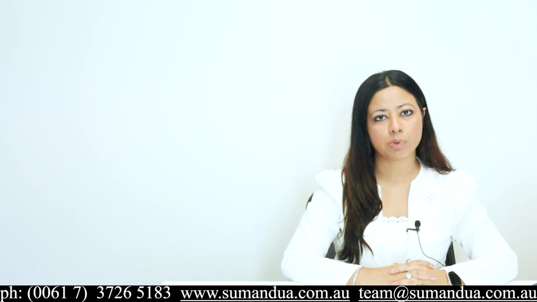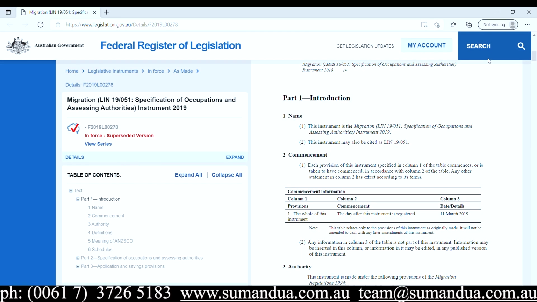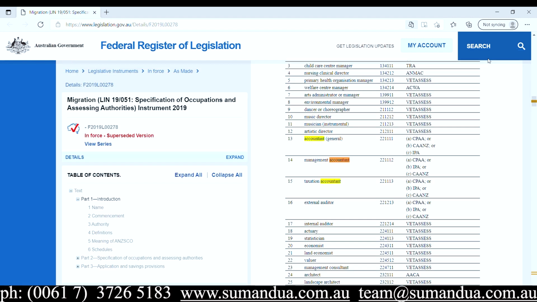So let's have a look at some occupations. Now we are on the department's occupation list with MLTSSL, STSOL and ROL list. So if I am looking for the occupation of an accountant, you can see that the skills assessing authority is mentioned on the right side. So there are 3 skills assessing authorities for an accountant. So it's CPAA, CAANZ and IPA. So you could actually approach any of these skills assessing authorities and they could do the skills assessment for you.